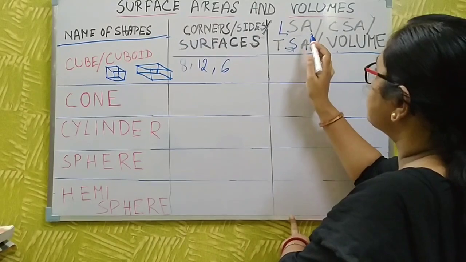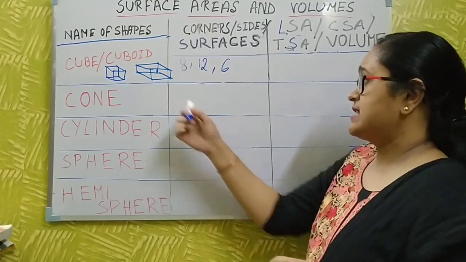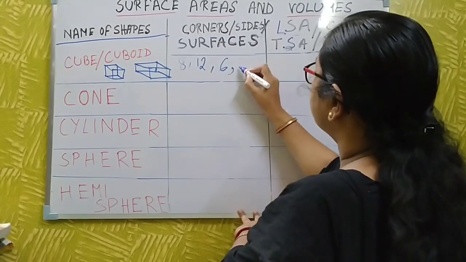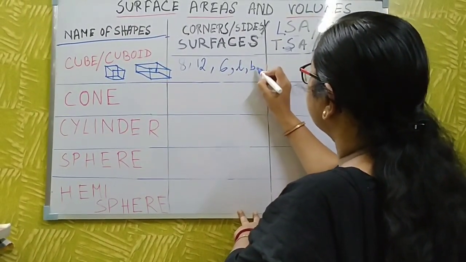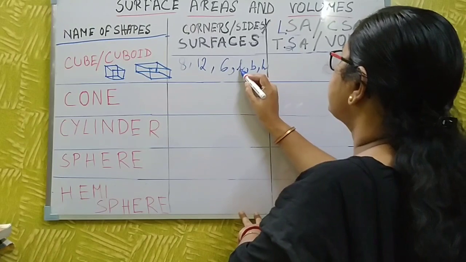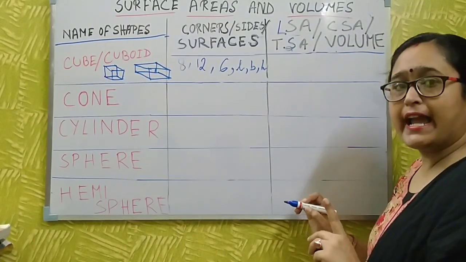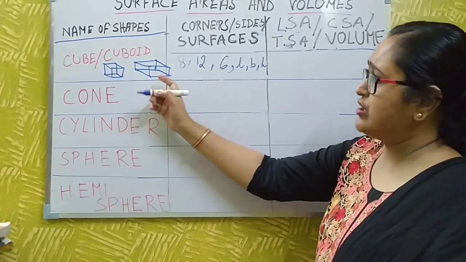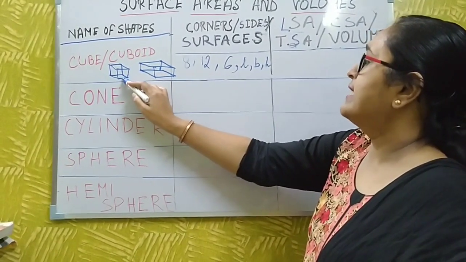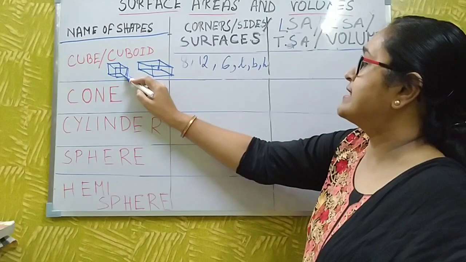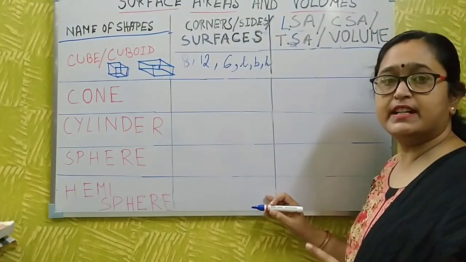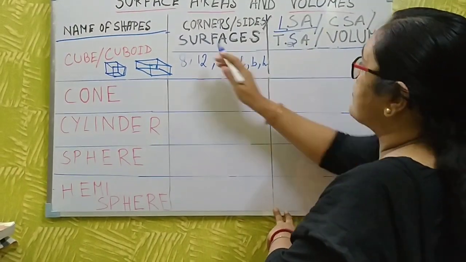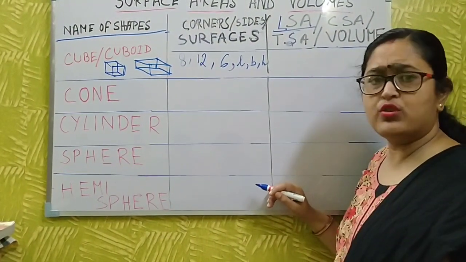First I discuss the dimensions of a cube and cuboid. The dimensions of a cube and cuboid are L, B and H, that means length, breadth and height. This is the length, this is the breadth and this is the height. A 3-dimensional figure is called a 3D figure. Now I discuss the lateral surface. There is no curved surface.